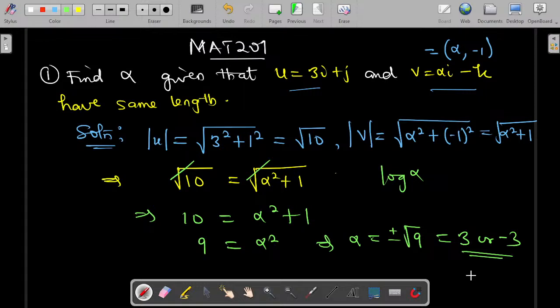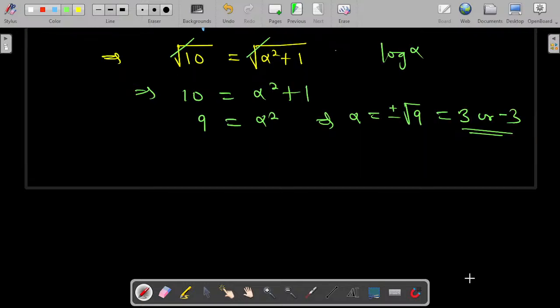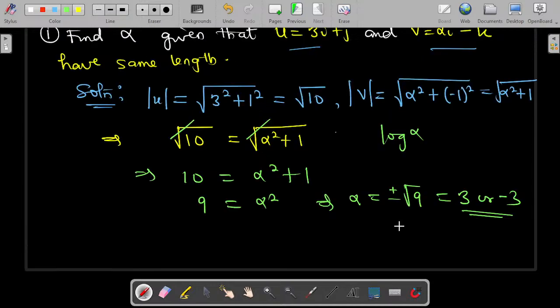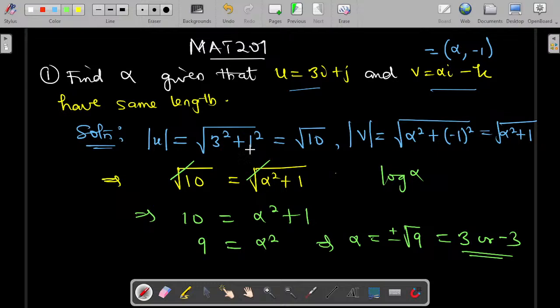You're already in 200 level, so you will not be doing things that 100 level students are doing. Okay, so that is the value of our alpha. And what information did we use here? We used the information of length and then equality of length. Okay, so that's how this works.